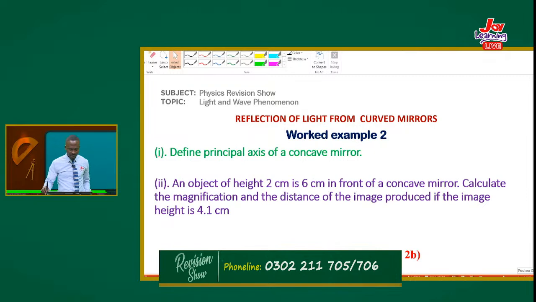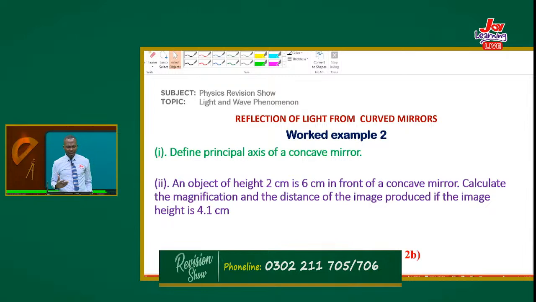Now, this one says we should define the principal axis of a concave mirror. Then it says an object of height 2 centimeters is 6 centimeters in front of a concave mirror. Calculate the magnification and the distance of the image produced, if the image height is 4.1 centimeters. This is also a past question, so we can bet that in the forthcoming WASSCE, we're going to find some of these questions in the exams. And once you've been following us right from the onset, you should have no problem solving some of these questions.